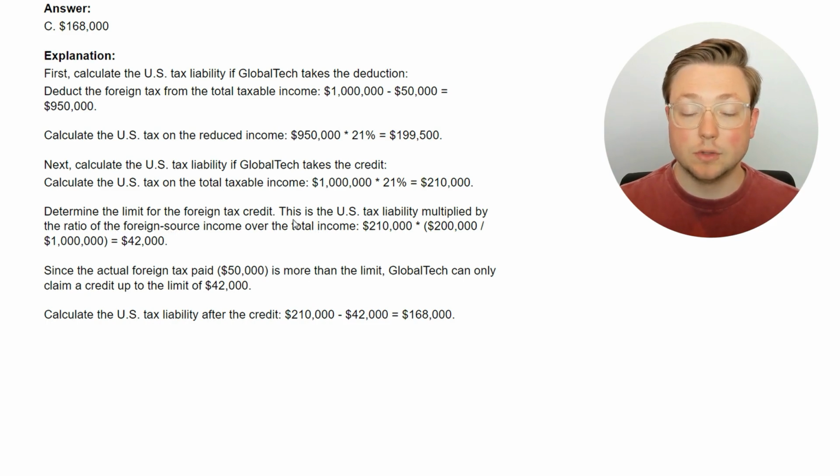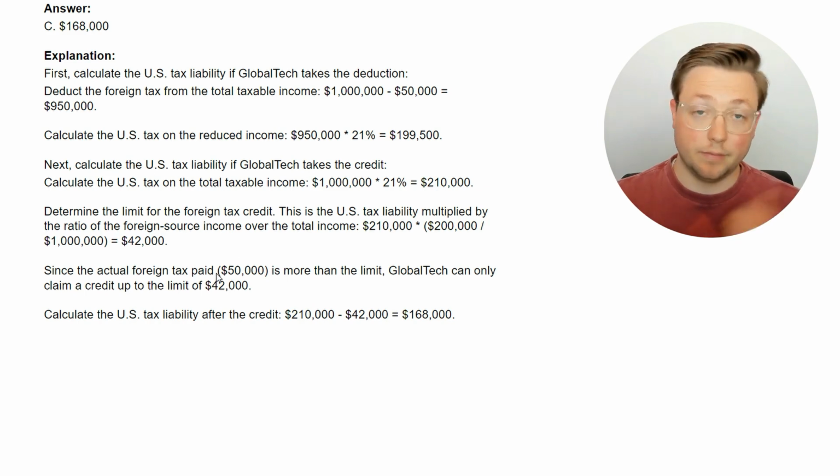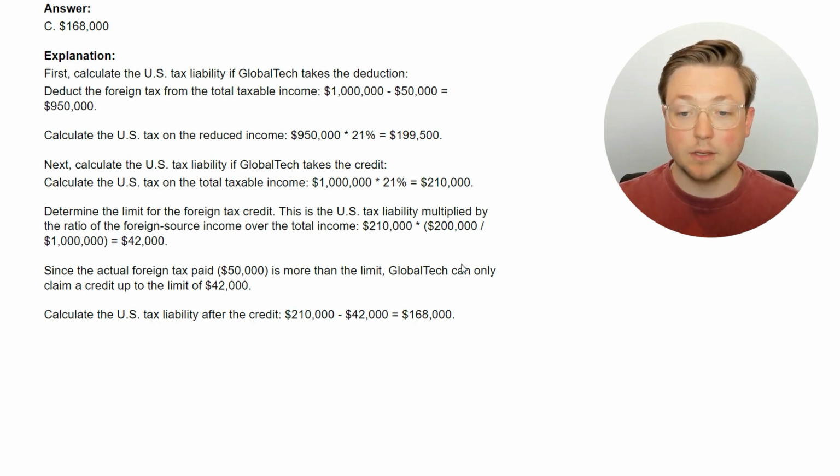Then you have to take the amount of foreign income as a percentage of the total income, which was $200,000 of the $1 million. So that gives you 20%. And you multiply that by the total tax liability. And that gives you the limit to how much foreign income tax you can take as a credit. So this is the limit. And since the actual foreign tax paid of $50,000 is more than that limit, they can only take up to that limit. So this is the credit.